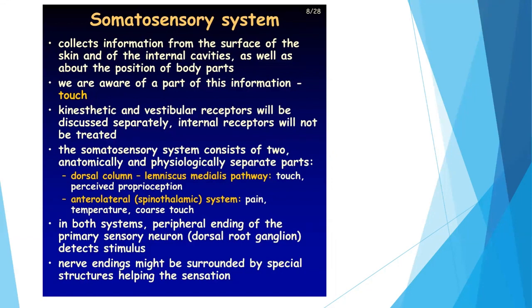Now, the somatosensory system consists of two anatomically and physiologically separate parts: the dorsal column medial lemniscus pathway, which carries touch and perceived proprioception. Proprioception is the sensation of the joints, of where your hands are in space. And the anterolateral spinothalamic system, which carries pain, temperature, and coarse touch. In both systems, the peripheral ending of the primary sensory neuron detects the stimulus, and nerve endings might be surrounded by special structures helping the sensation.